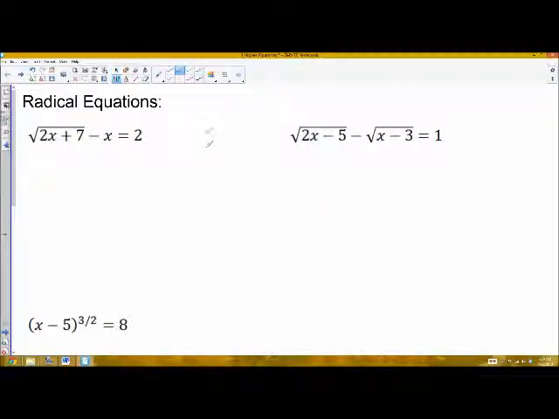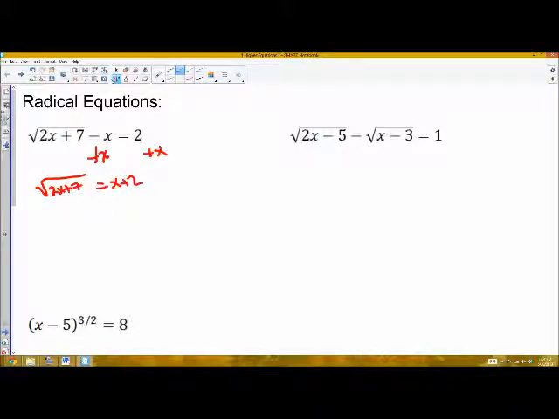First off, if we look at the first one, if I want to solve this radical equation, I'm going to need to get rid of this square root. That's kind of my problem. So if I add x to both sides of this equation, I'm able to isolate this square root. 2x plus 7 equals x plus 2.